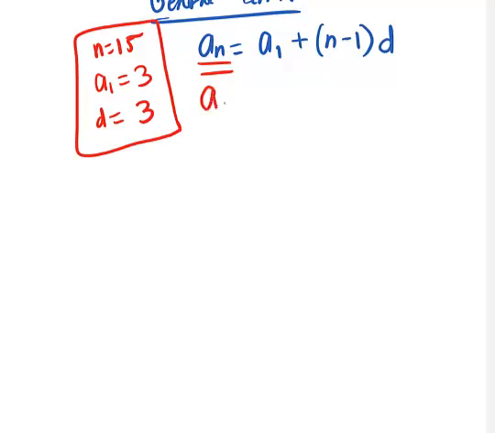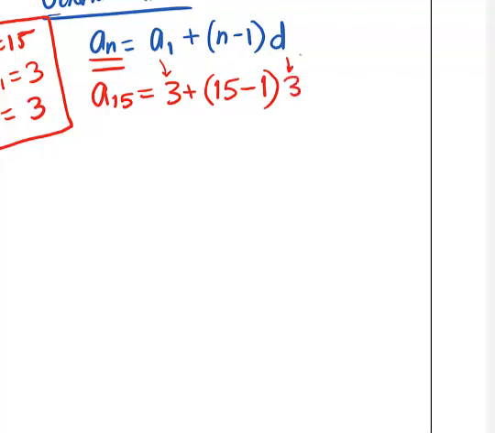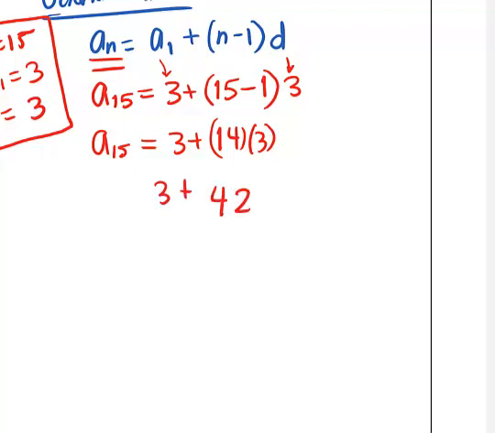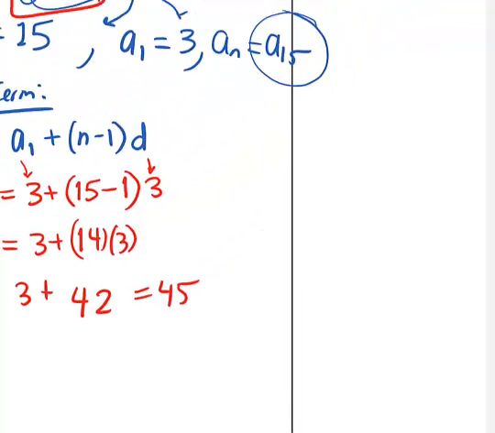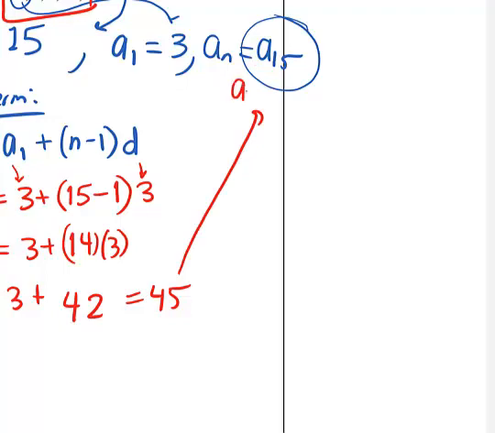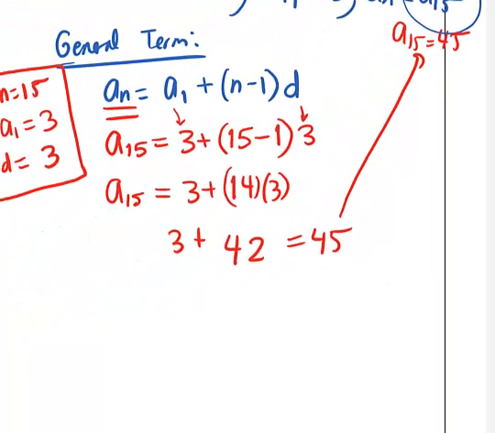A sub 15 equals the first term, a1, which we said was 3, plus n, and all we care about is when n is 15, so I'll put 15 minus 1 times the common difference, which is 3. So this should tell us the 15th term. 3 plus 15 minus 1 is 14 times 3. 14 times 3 is 42, I believe. Is that right? Yeah. 3 and 42 makes 45. Okay, so I think we got all the pieces to the puzzle. A15 is 45. So we should be able to take all those pieces and put them into our new formula.